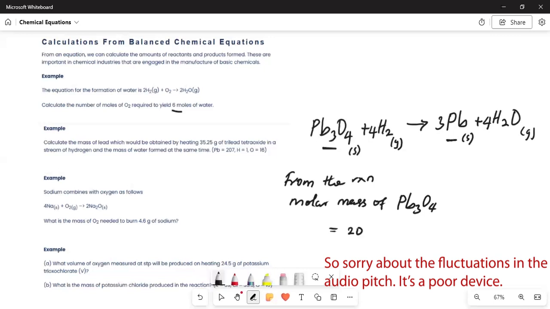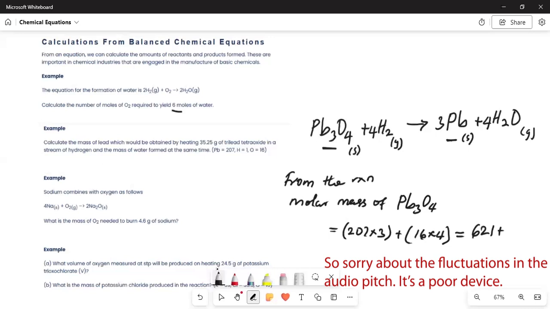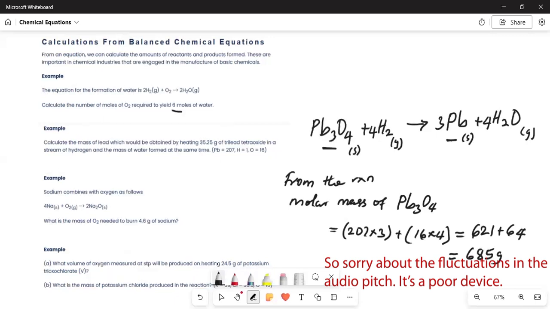So 207 times 3 plus the mass of oxygen, which is 16. You have 4 atoms of oxygen there. That will be 207 times 3, 621, plus 16 times 4, which is 64. And 621 plus 64 is 685. That's 685 gram molar mass.